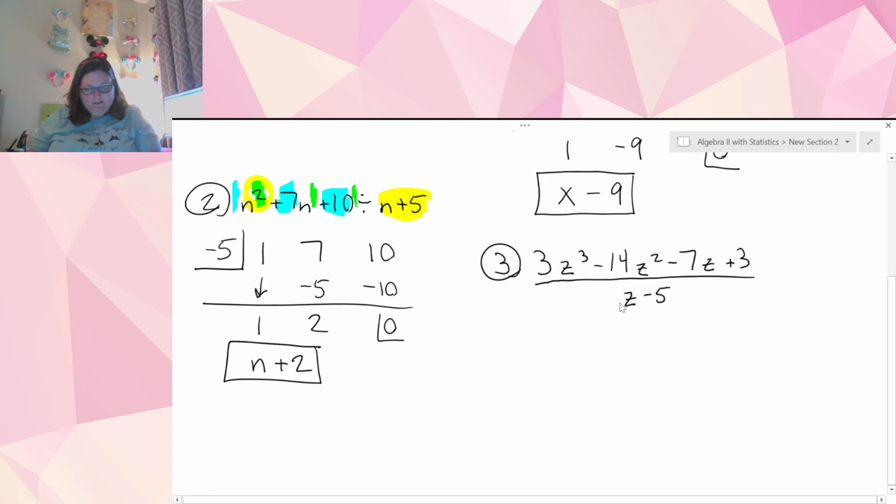So again, I look at z minus 5, and I look at what's going to make that 0. What's going to make that 0 is positive 5. So positive 5 goes in my box.